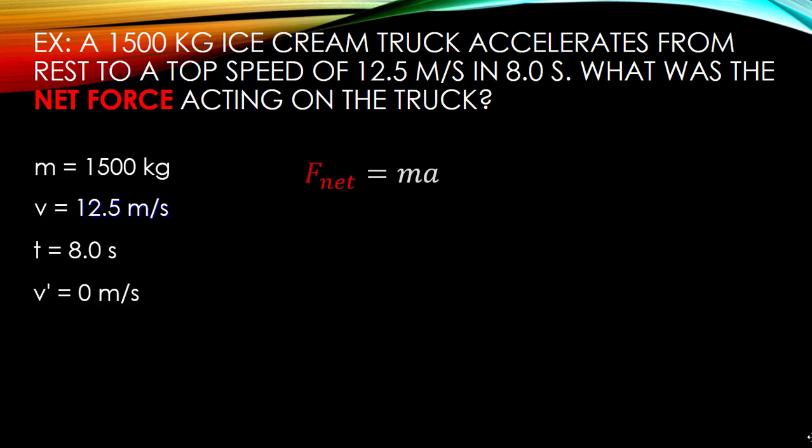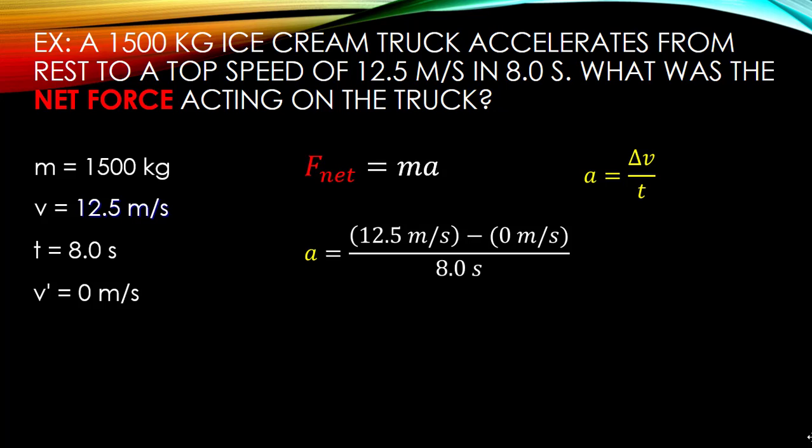All right, so again, we're trying to find net force, and the equation that we have for net force is mass times acceleration. Well, we know the mass, but we don't know the acceleration. However, we do know the change in velocity, and we know the time it takes to change that velocity. So we can solve for acceleration by finding the change in velocity and dividing it by time. So acceleration is going to be our final velocity minus our initial velocity, divided by time. So 12.5 minus 0 divided by 8 is going to give us 1.5625 meters per second squared.